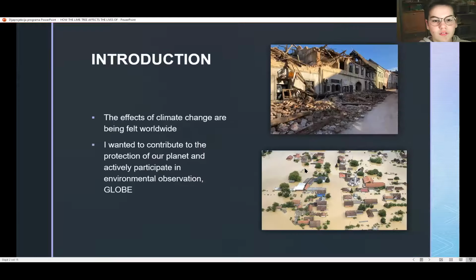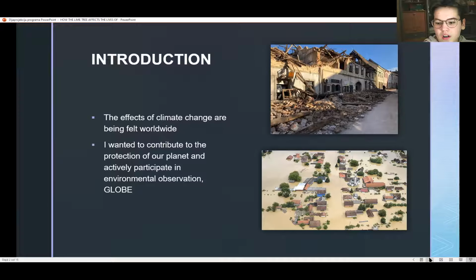So the effects of climate change are being felt all over the world. Hurricanes are more frequent, sea levels are rising, earthquakes are happening, entire communities like coral reefs are disappearing, and the most common cause of this is mentioned to be man. I first met the fact of climate change when I was 10 years old in my science class, and I wanted to contribute to the protection of our planet and actively participate in environmental observation. So I joined the GLOBE program.